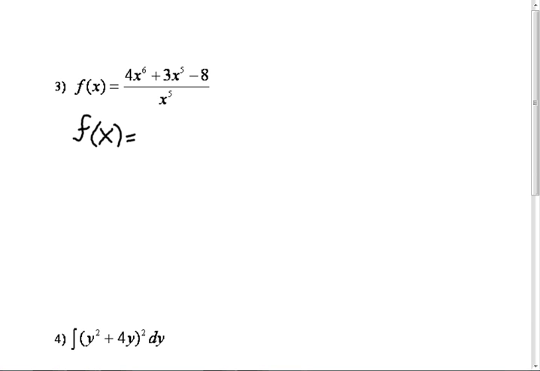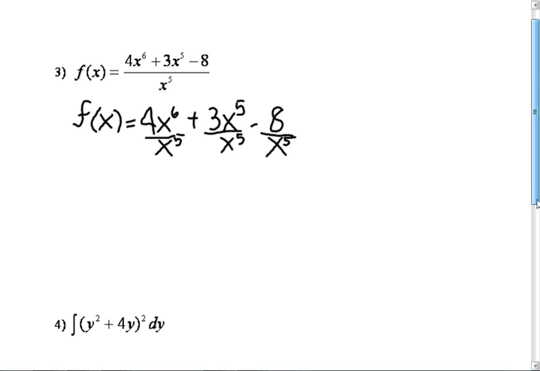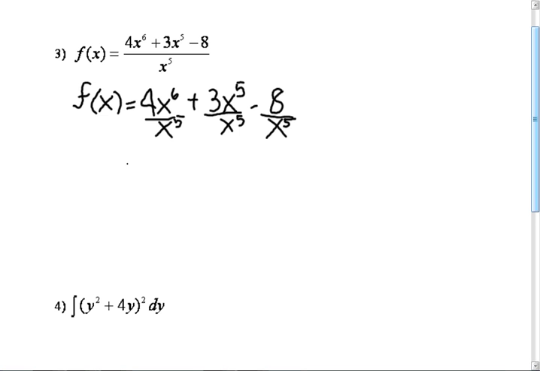So if I divide this out, it's 4x to the 6th, which I'm actually going to write over x to the 5th, plus 3x to the 5th over x to the 5th, minus 8 over x to the 5th. Okay, I do have to simplify this before I can take the antiderivatives. So what does that give me? This gives me 4x, right?